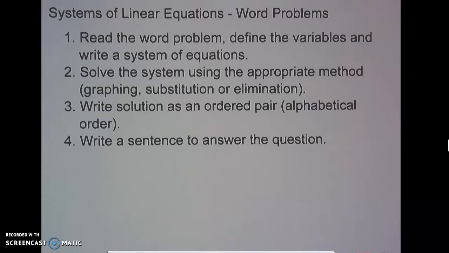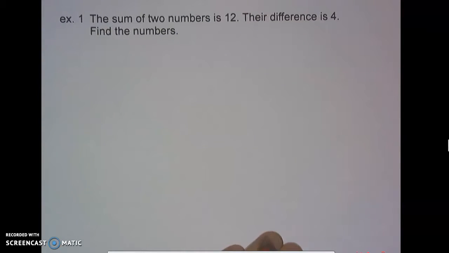Third step is to write the solution as an ordered pair, and remember those need to be in alphabetical order. And then lastly we're going to write a sentence to answer the question. Okay, so we're going to look at a couple of word problems here.